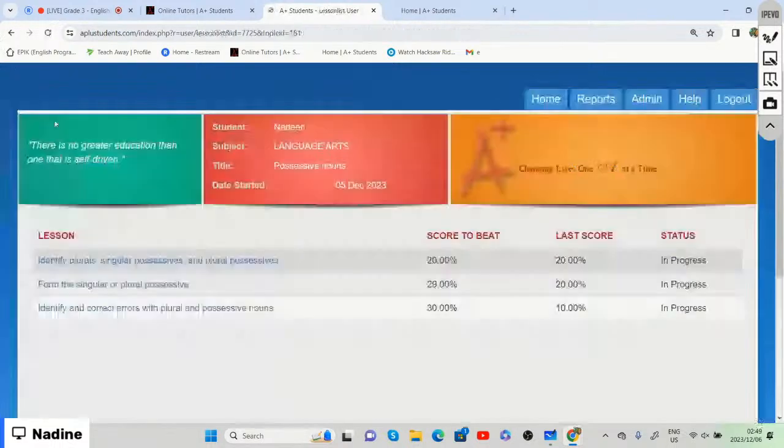All right, so this is now it for our lesson on possessive nouns. We did quite a few lessons where we identified plurals, singular and plural possessives, and we also had to form singular and plural possessive nouns. So this is now the end of our lesson.